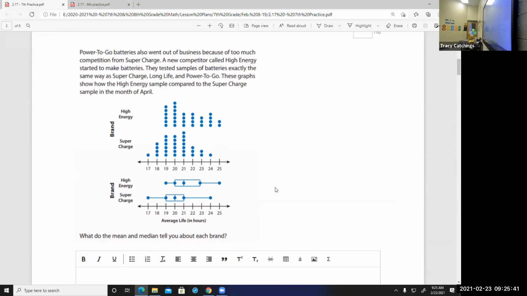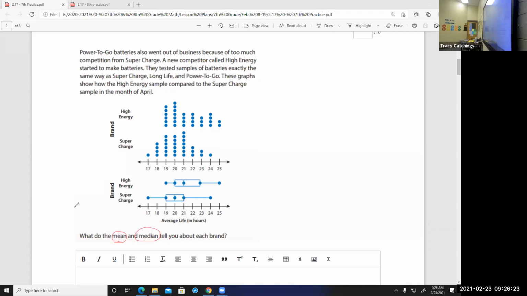All right, number 2. It said power to go batteries also went out of business because of too much competition from supercharged. A new competitor called High Energy started to make batteries. They tested samples of batteries exactly the same way as supercharged, long life, and power to go. These graphs show how the high energy sample compared to the supercharged sample in the month of April. And they asked, what do the mean and median say about each brand?